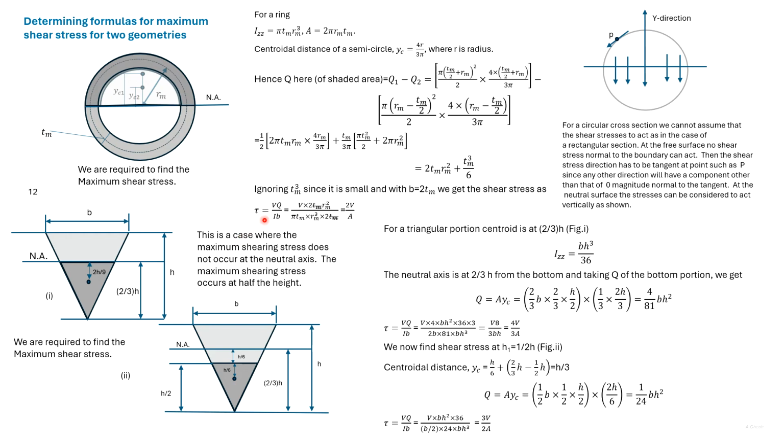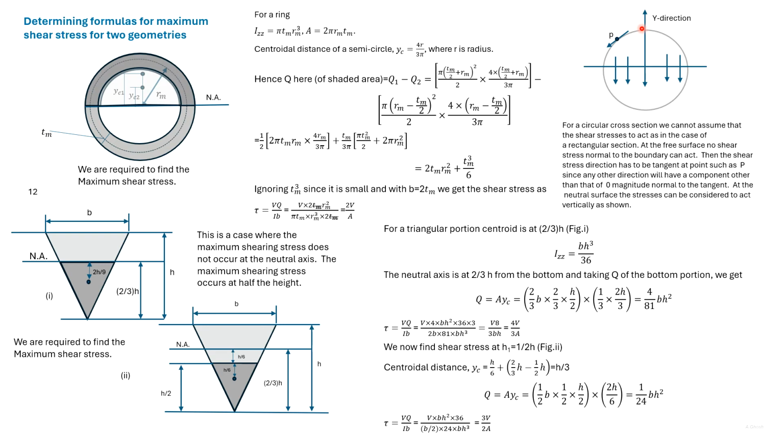Tau is equal to VQ by Ib. Here b is 2 Tm. We substitute Q, I and b in the expression. Tm here cancels out. Cancelling the Rm terms, we get a single Rm in the denominator. So in the denominator, we have 2 pi Tm Rm, which is the area. In the numerator, you have 2V.